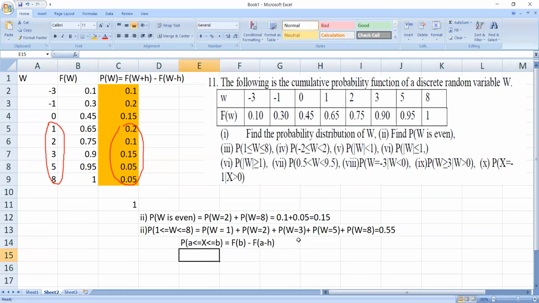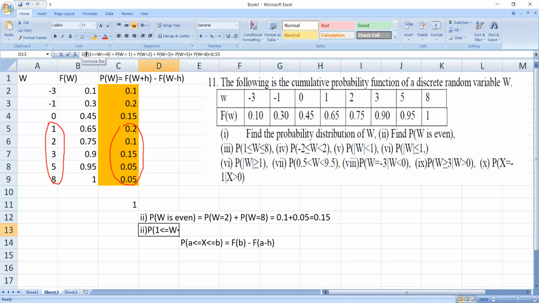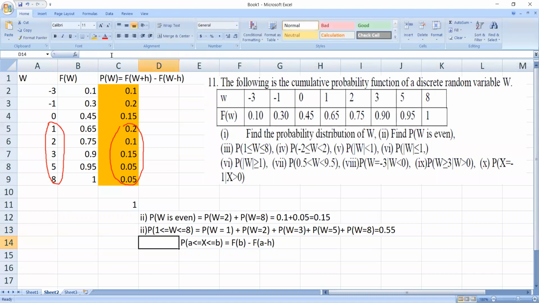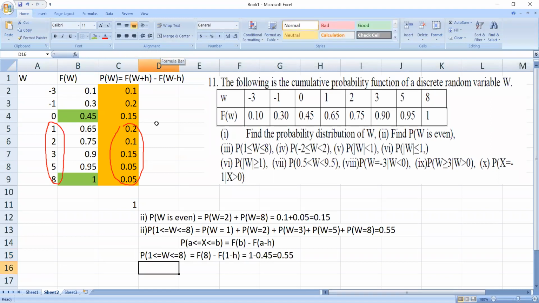So using this formula, I can write this value, which is P of 1 to 8, as f of 8 minus f of 1 minus h. Now f of 8 under distribution function, when your x is equal to 8. If you look into the distribution function column, your f when you have 8 is 1, and 1 minus h is below your 1, which is 0.45. So it will be the difference of 1 and 0.45. So this becomes 1 minus 0.45, which is equal to 0.55. So either way you could do.